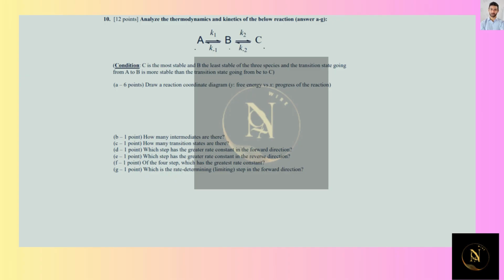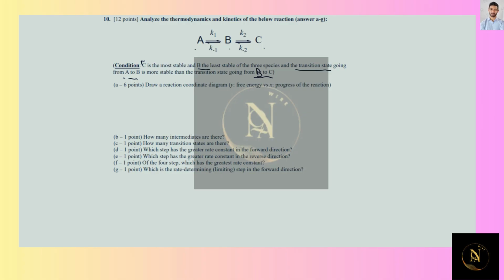Hi, so over here we're asked to sketch an energy diagram for the following transformation going from A to B to C, and we're given some information that C is going to be the most stable, B the least stable, of the three species, and the transition state going from A to B is more stable than the one going from B to C. In this case, a typo from B to C.